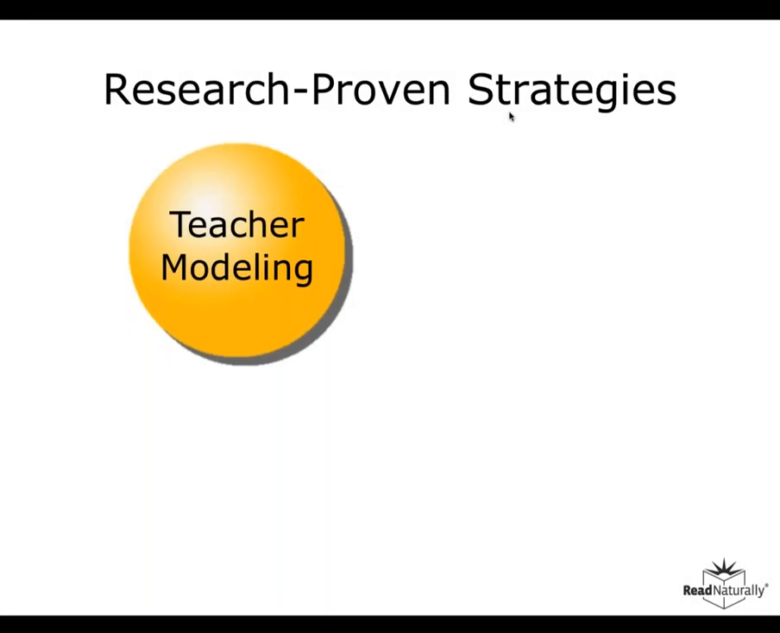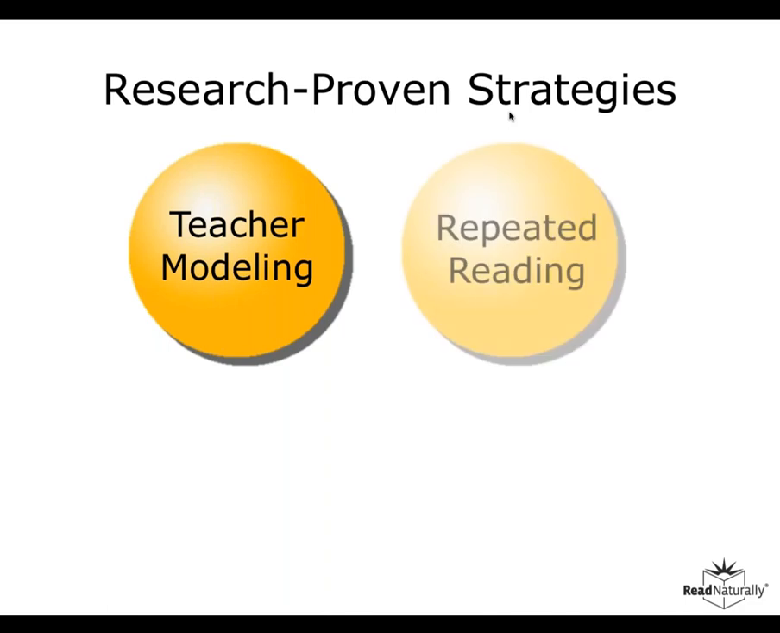So the Read Naturally strategy is delivered with 3 research-proven components. The first that I'll talk about is teacher modeling, where students will model reading from a fluent reader. In the case of Read Naturally, that is a narrator that is reading the high-interest nonfiction passages to the student, and the student is reading aloud, quietly modeling that narrator's rate, accuracy, and expression.